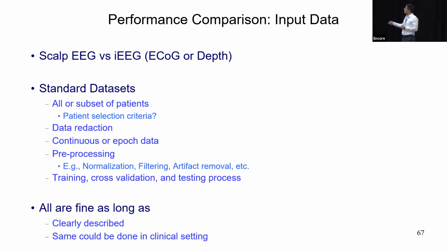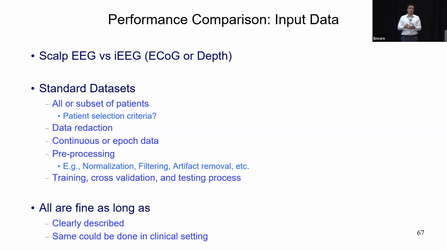In terms of data sets, when we're using a certain data set, for example the MIT data set, the assumption is that we are using data from all patients without any pre-processing, feeding data continuously without creating epochs. We don't do any data reduction or anything else. And if we are doing those things, it's okay, as long as we clearly describe it.